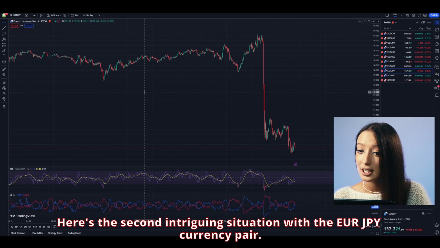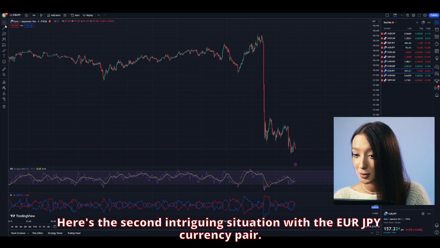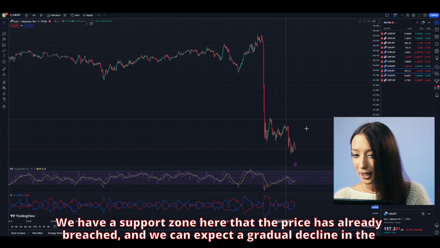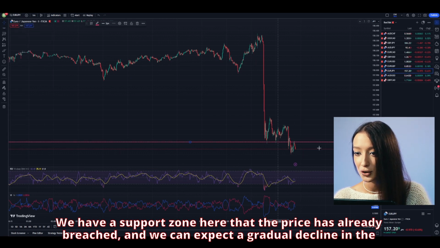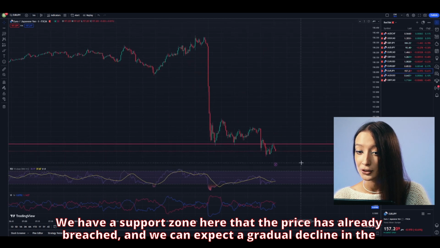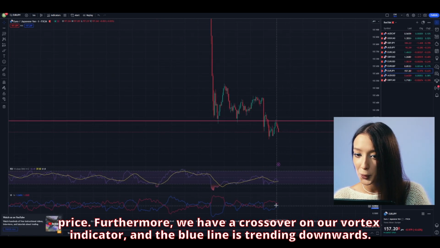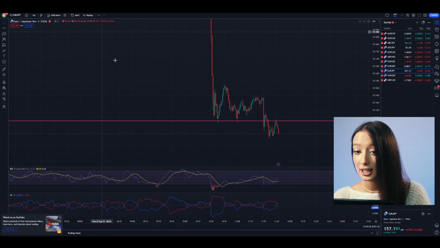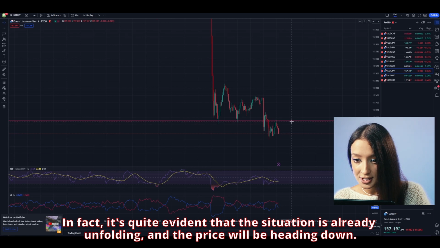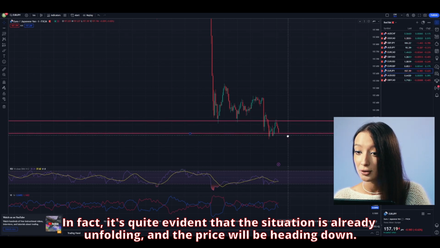Here is the second interesting situation, with the EUR GBP currency pair. We have a support zone here that the price has already breached, and we can expect a gradual decline in the price. Furthermore, we have a crossover on our Vortex indicator, and the blue line is trading downwards. It's quite evident that the situation is already unfolding, and the price will be heading down.